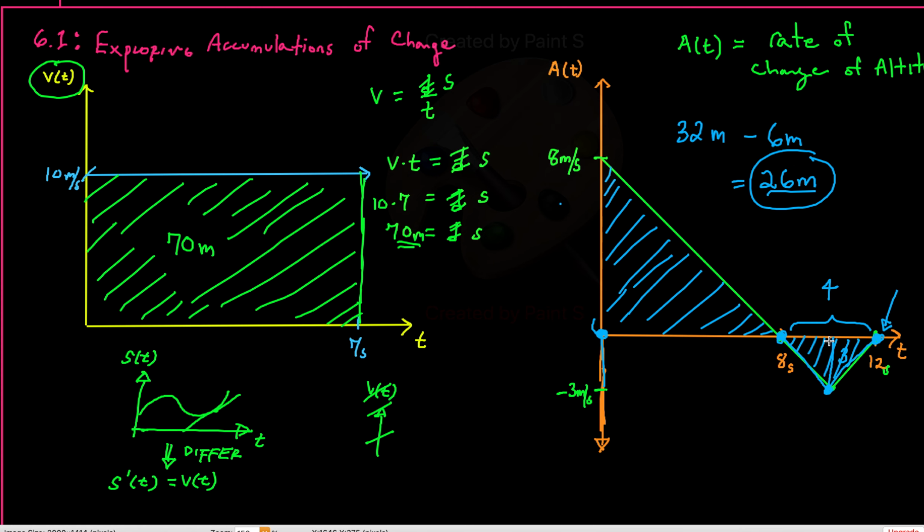And again, this is just going to be it going down in this region. It stops going up or down at these points where it crosses the 0, because A of t is the rate of change of the altitude.